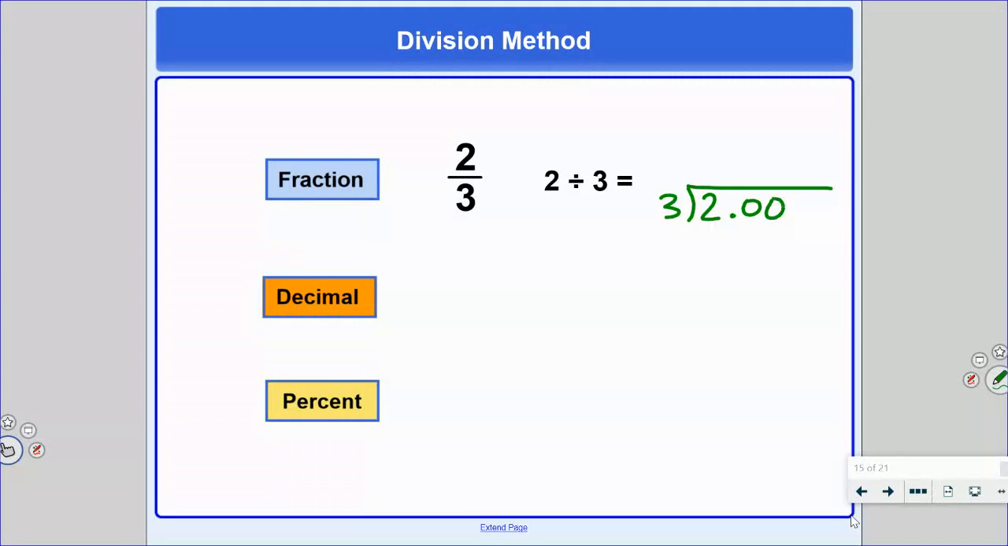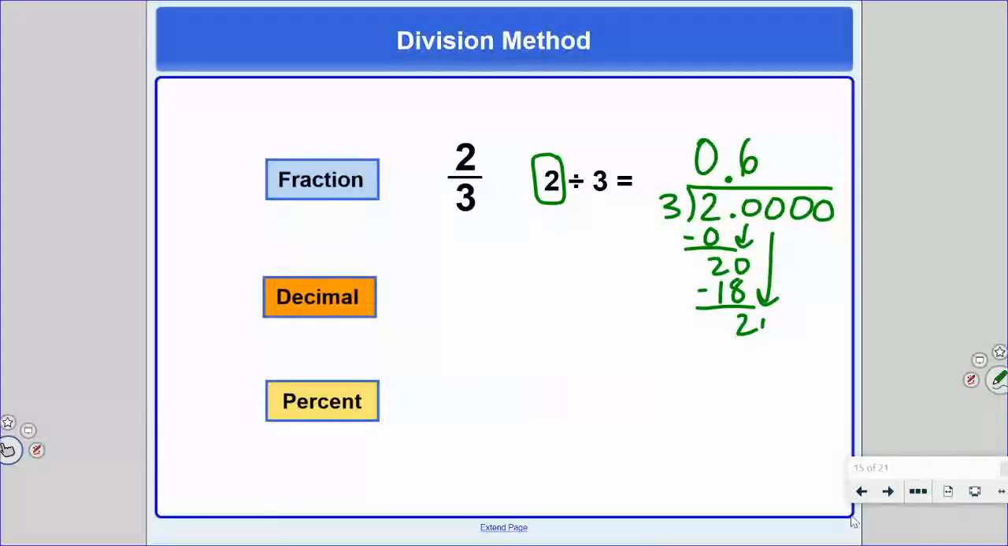Now, some of you already realize, by the way, you can add as many zeros as you want, but don't turn this into 20,000 divided by 3. It should still be 2 divided by 3. Some of you already know this one. You'll quickly see a repeating pattern come along. Whoops, my bad. That should have been 18. And so this will carry on.